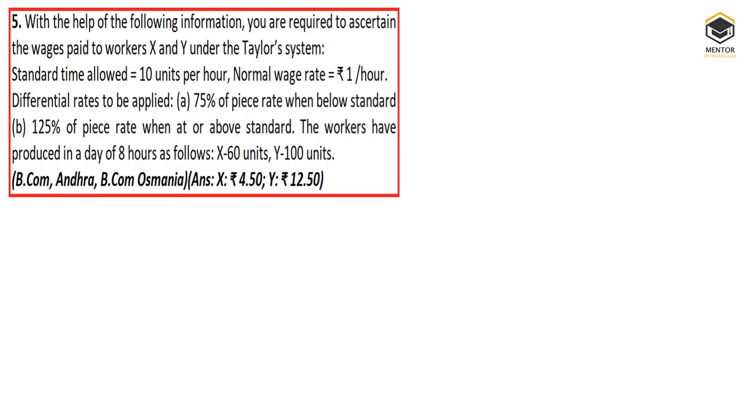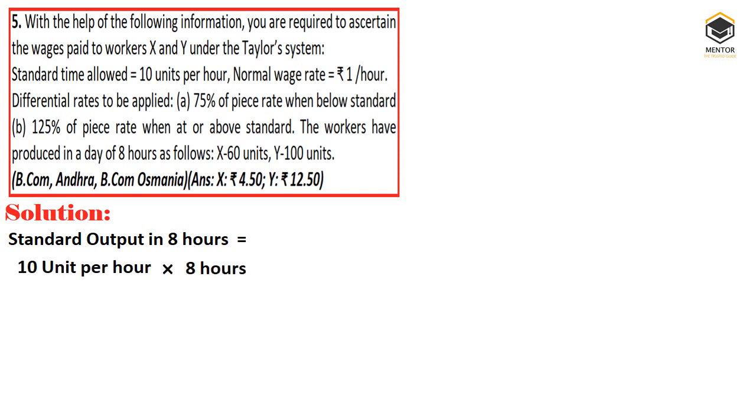So the data is very important. The information whatever we have been given should be converted as per our needs and requirement. Then we can apply the formula and get the answer. When you come to the solution, the standard output in a day of 8 hours. Information is given for 8 hours. How much? That is 10 units per hour into 8 hours a day, equals 80 units should be produced in a day of 8 hours.